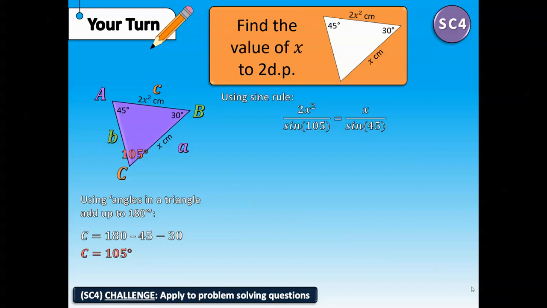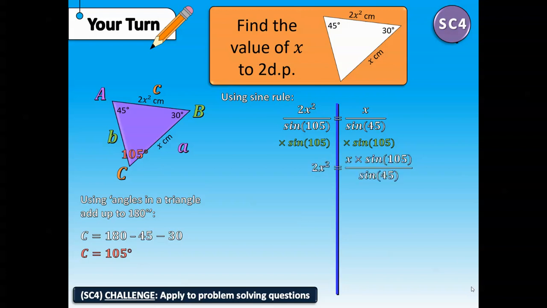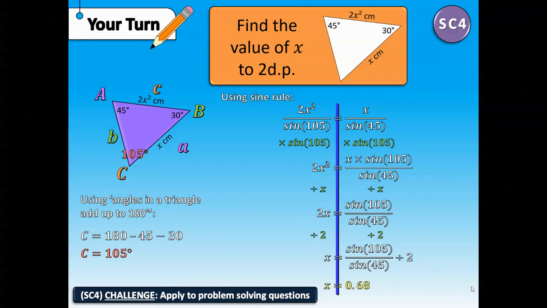So now I can use the sine rule and say 2x squared over sine 105 equals x over sine 45. I can times both sides by sine 105 and then divide both sides by x. Then to find out what x is, I divide both sides by 2. So x is 0.68 to 2 decimal places.